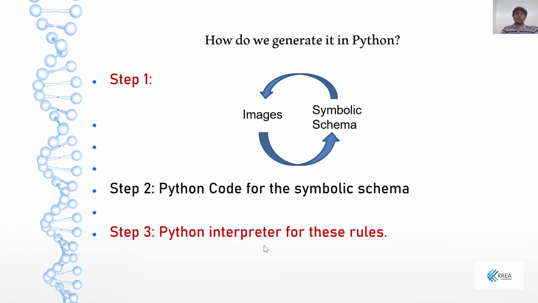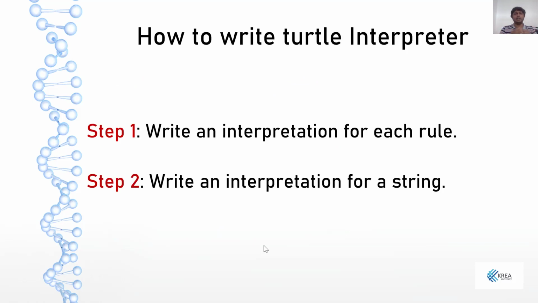So now we have developed Python code for the symbolic schema, because we have both our rewrite rules, our strings and words, as well as our iteration schema. Now what you need is a Python interpreter for these rules, so we have to convert them back to Python and geometrically be able to generate these rules. Of course, for this purpose, we choose what we know best, which is turtle. So how do you write your turtle interpreter?